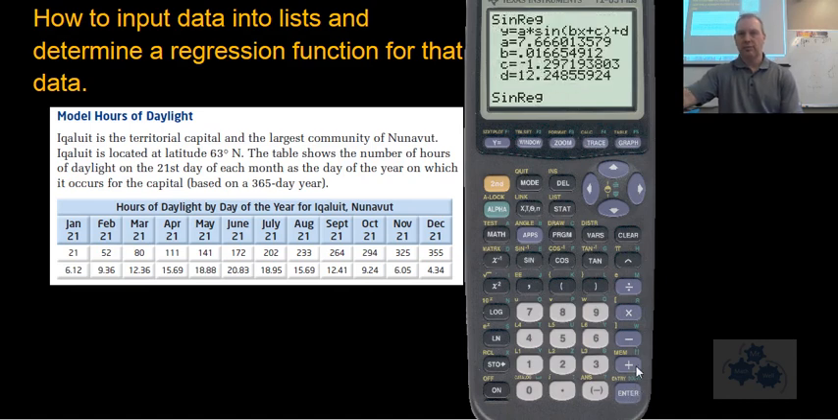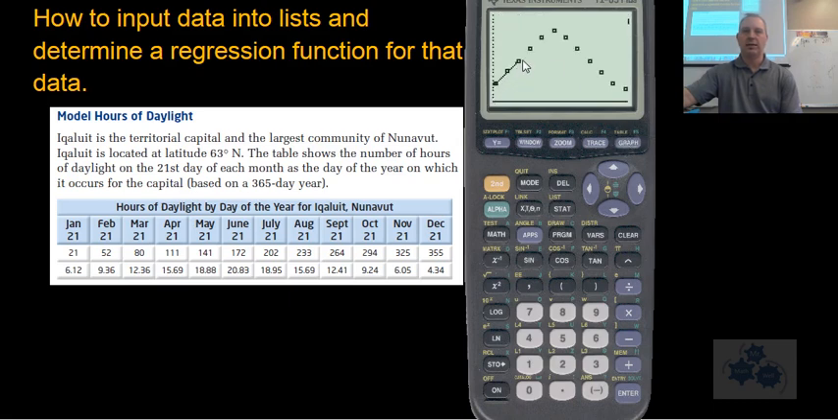You hit enter, and then you put in your x list. So for me it was list 3, comma, my y list was list 4, comma, and then vars, right cursor, function, y1, and then enter, and it'll think for a few seconds, and then it should show you the values for A, B, C, and D, and you graph that, and it should show you that curve of best fit. Okay, so that's a quick rundown of how to put lists in and how to do a sinusoidal regression.